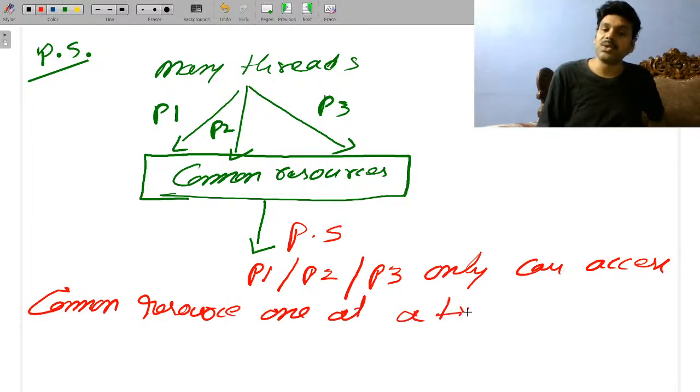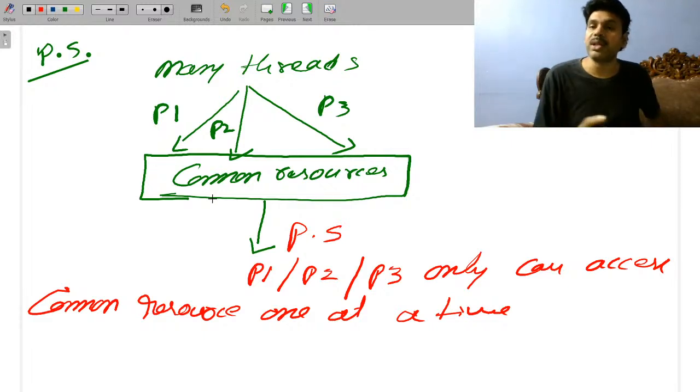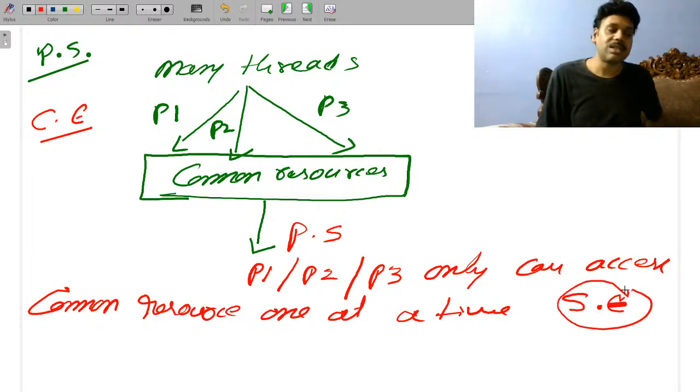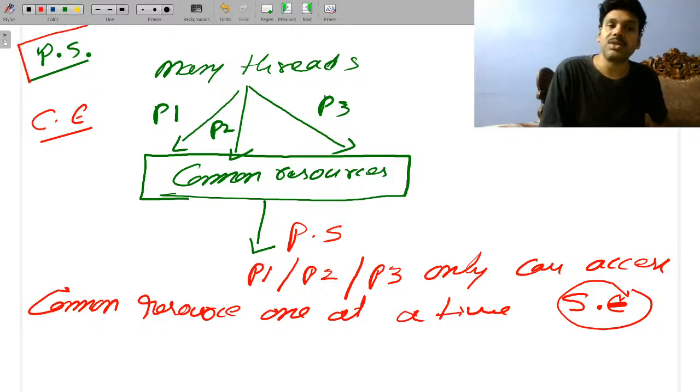So what is going to happen? Either P1 can access the common resource first, or P2, or P3, but more than one is not possible. Therefore, your concurrent execution automatically stops and is put into the form of serial execution only. This is the meaning. Accessing the common resource in a non-concurrent way is done by process synchronization.